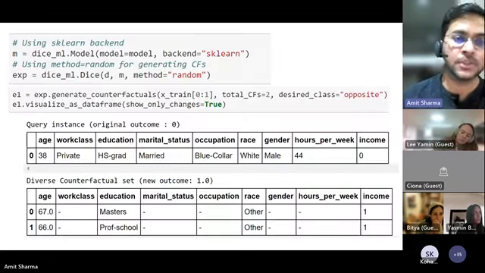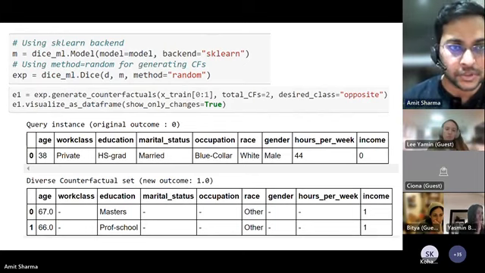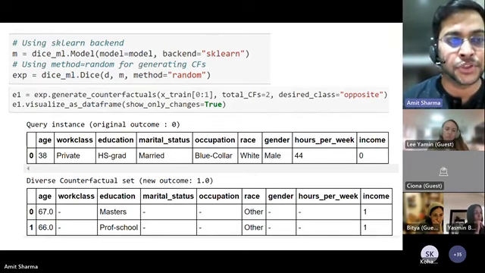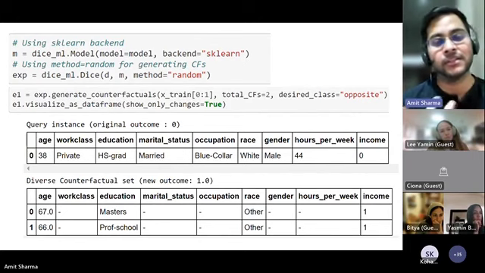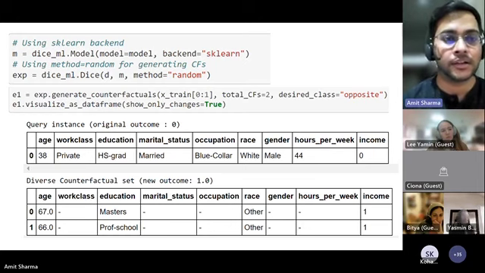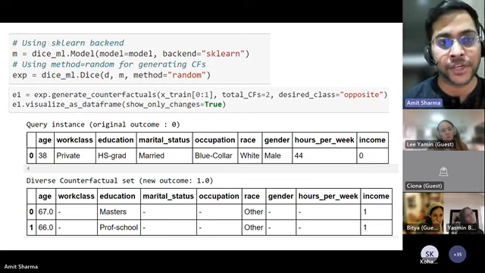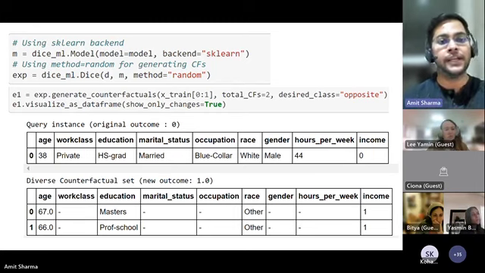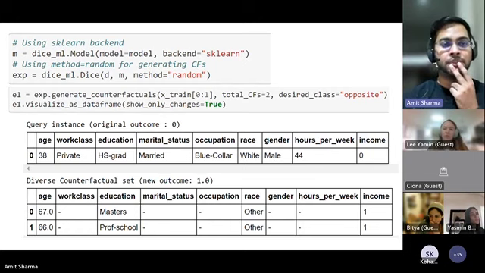And so here's an example of sklearn and using the random method. Just to show you a little bit of the API, you first bring in your model, and you also specify which backend there is. So we support PyTorch and sklearn. And then once you've done that, you can initialize this dice object, which essentially is D, M, and the method. And then finally, you have a method that just lets you generate counterfactuals for the dataset that you gave.